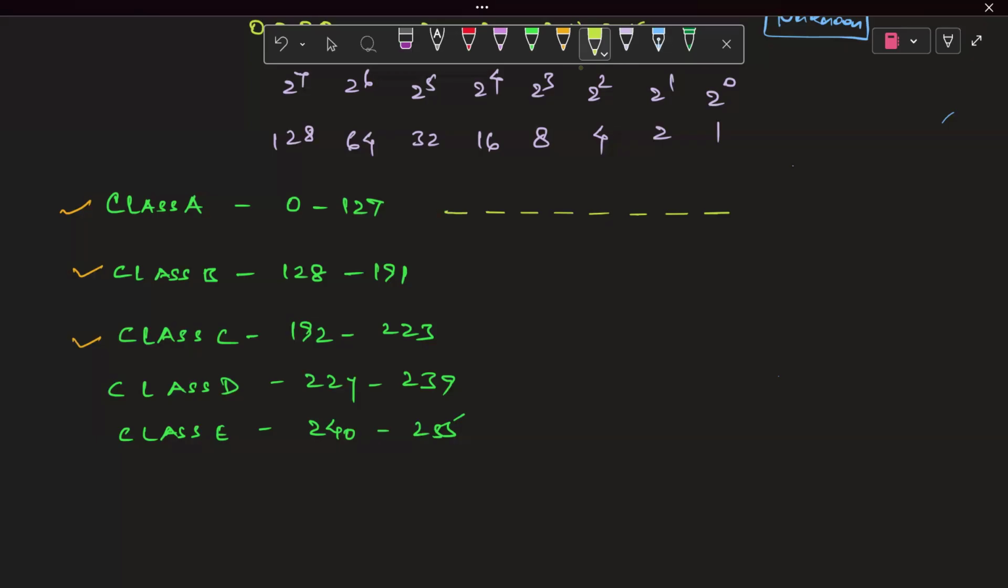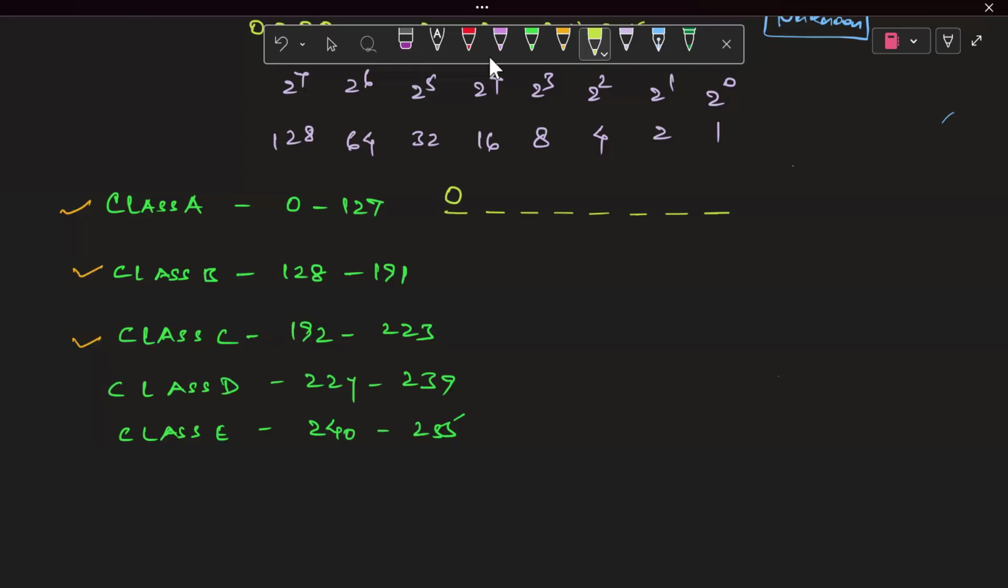Now, your starting range is 0. Forget this. What is the last range? 127. When my last range is 127, it means that I cannot use 128. Because if I use 128, I will come to class B. I have to be in class A. It means I will never use 128. So if you are not using it, what do you make it? 0. So make it 0.